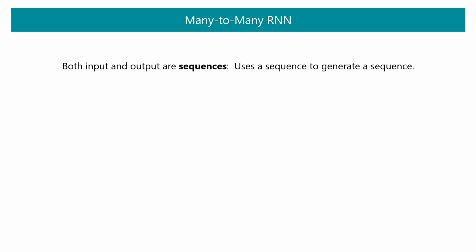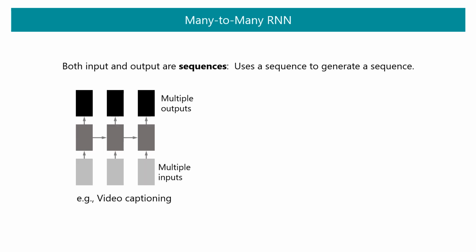In a many-to-many RNN, both input and output are sequences. That is, it uses a sequence to generate a sequence. There are 2 types of many-to-many RNN. In one type, the input length equals the output length. In this architecture, the input and output correspond with each other at each time step. We can use this type for video captioning.